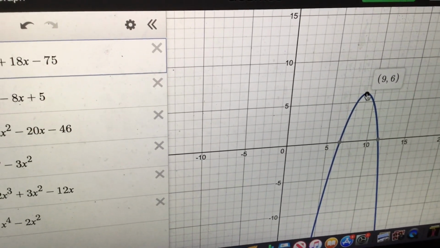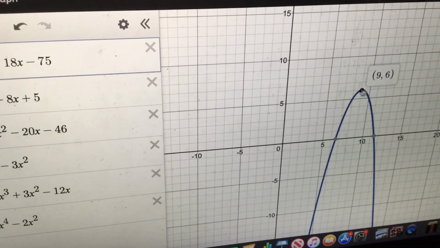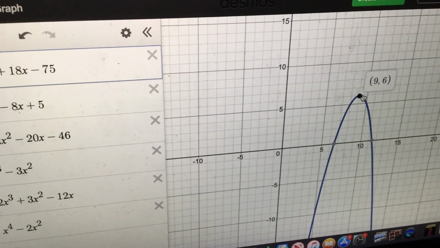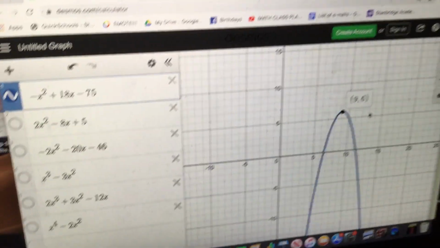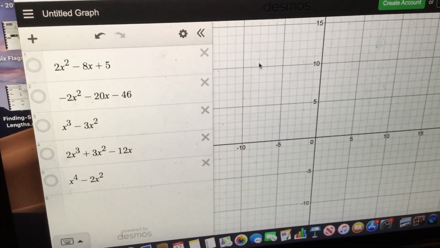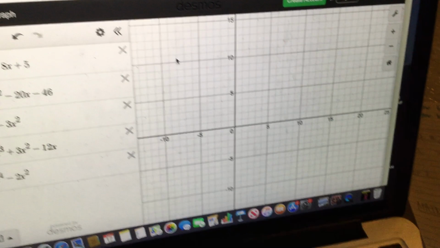Yeah, at x equals 9, it goes down after it reaches its critical point. So that's the property of a maximum. Okay, let's delete that. There we go, move on. I don't need this paper anymore.